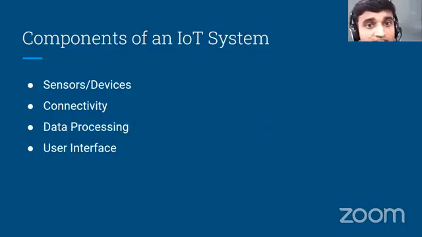Which components are most important for an IoT system? Basically, four components are used: sensor, connectivity, data processing, and user interface. The sensor is the most important part of IoT, because with it you gather and capture the data. The main role in IoT is the data, and the sensor only works to capture it.